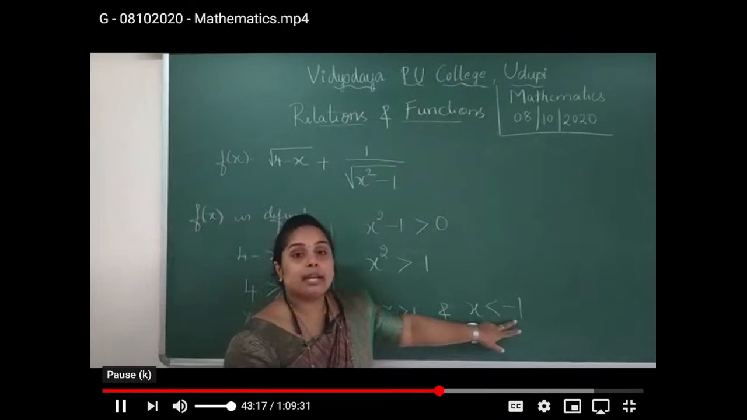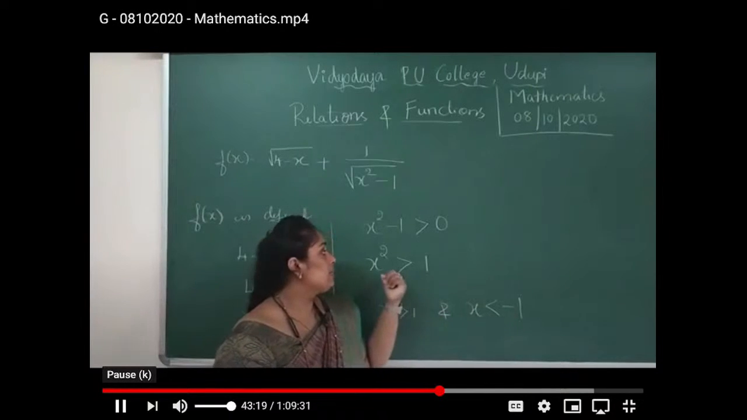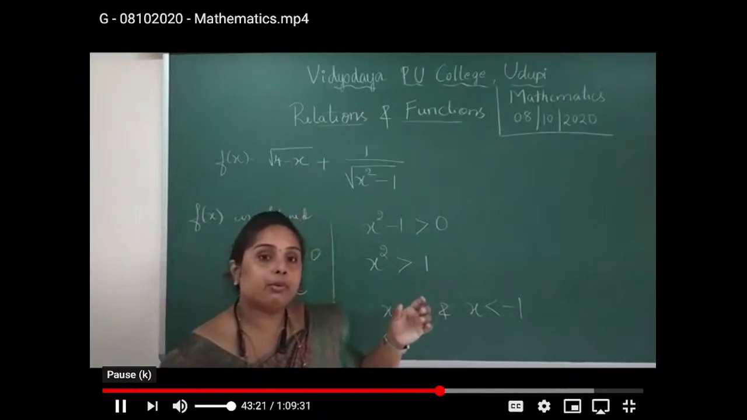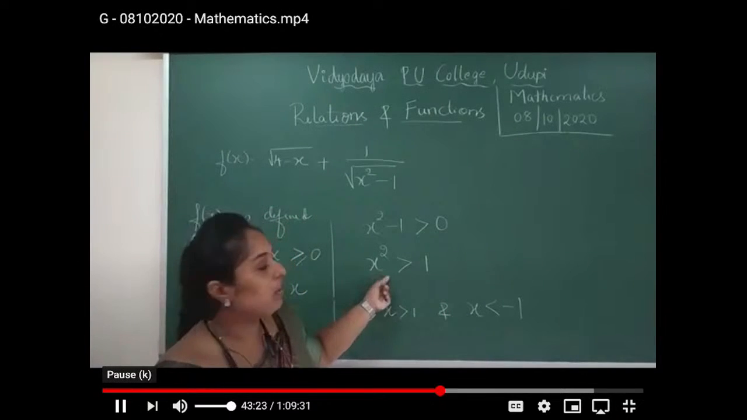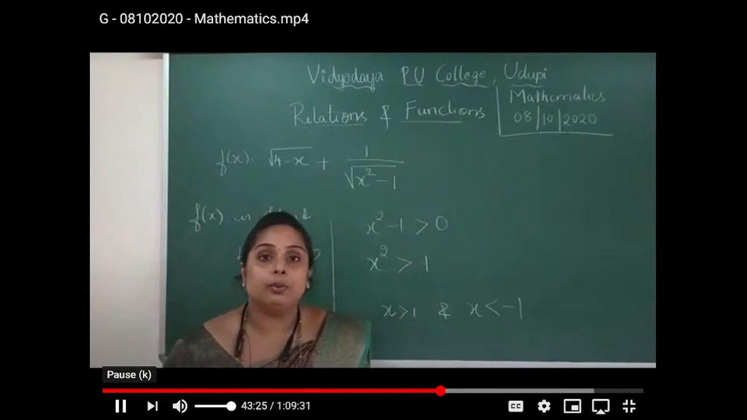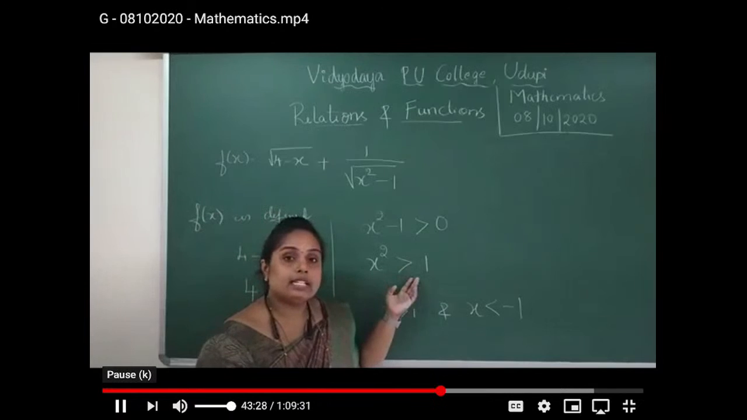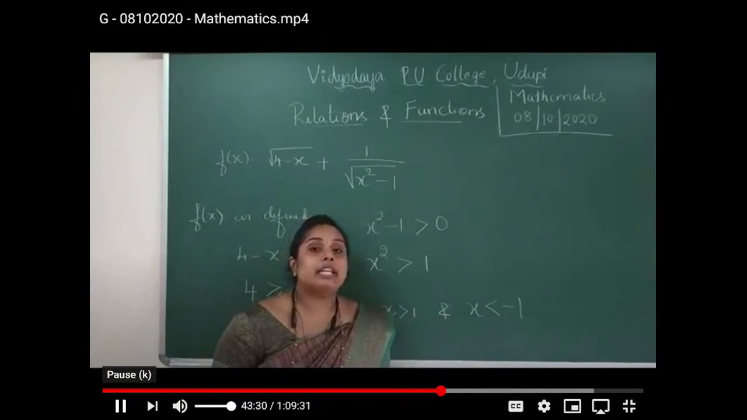Or if x is less than minus 1. If it is minus 1, then it will be equal. Exactly, if I put minus 1, minus 1 square is 1 only. It should be greater than or equal to, but only the greater than sign is there. So less than minus 1.